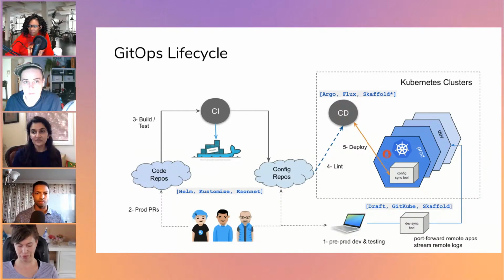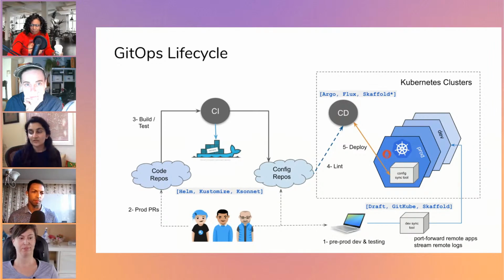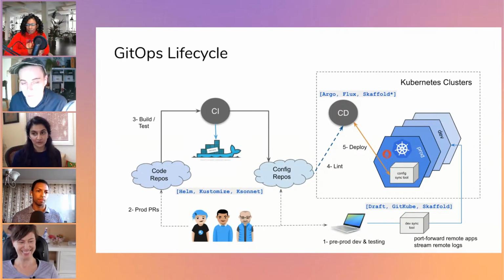A few examples of the tools that provide this kind of functionality are Draft, Gitkube and Scaffold. And then coming to the second part, when all of this is done and tested locally, the code can then be pushed into production branches of code repos for PRs, which your CI system, whatever you prefer to use, the popular ones being Jenkins, GitLab and CircleCI, will pick up. These systems will build and test your code again, and then eventually push the newly built images up to some kind of private image registry that you're keeping.